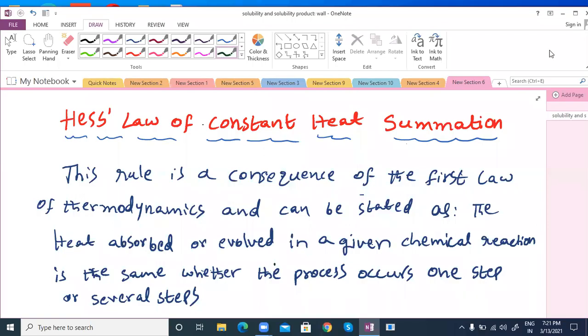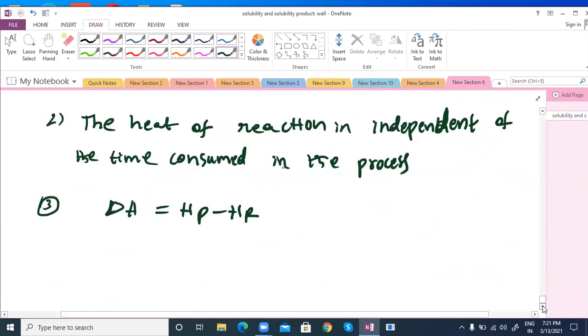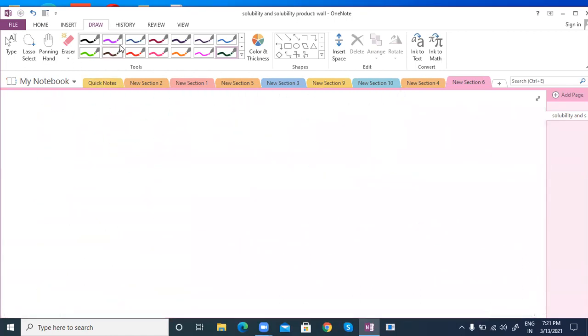Hess's law of constant heat summation. We are going to use this law to calculate lattice energy or some of the reaction intermediates' enthalpy of formation. This rule is a consequence of the first law of thermodynamics and can be stated as: the heat absorbed or evolved in a given chemical reaction is the same whether the process occurs in one step or multiple steps. So you can see here, it is very simple.